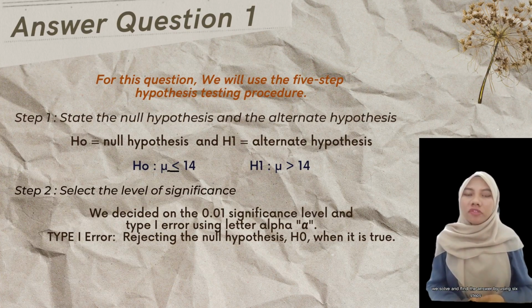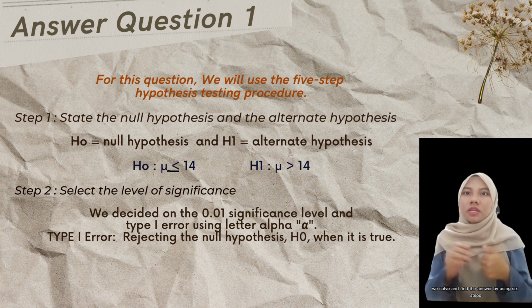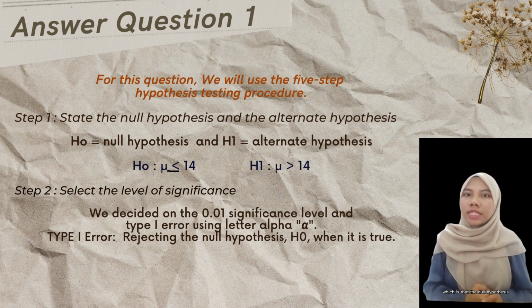After being clear with the objectives, we'll continue with question 1, and this is the question. So from the question above, we solve and find the answer by using the steps. I will start with the first step, which is the null hypothesis and the alternate hypothesis.